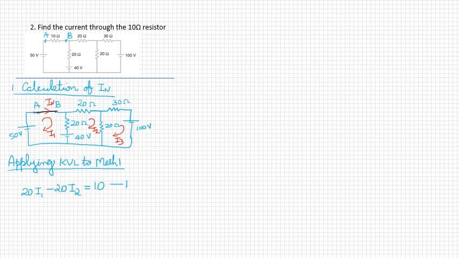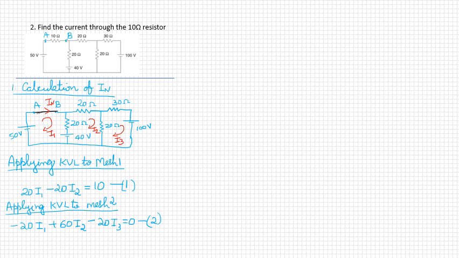Then applying KVL to mesh 2, the equation will be minus 20I1 plus 60I2 minus 20I3 is equal to 0. This is equation number 2.